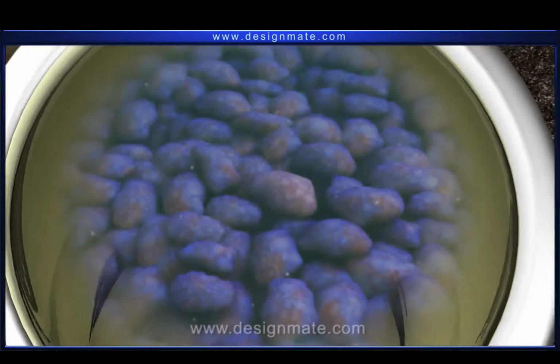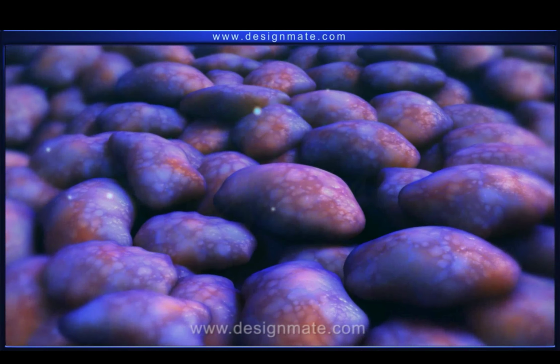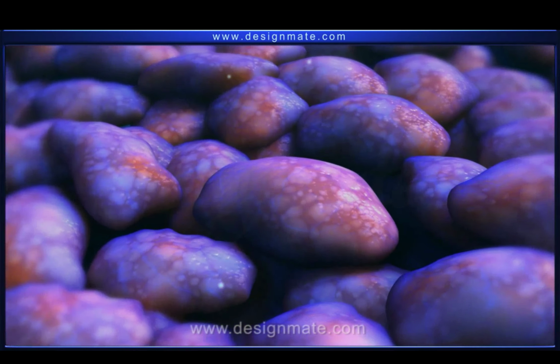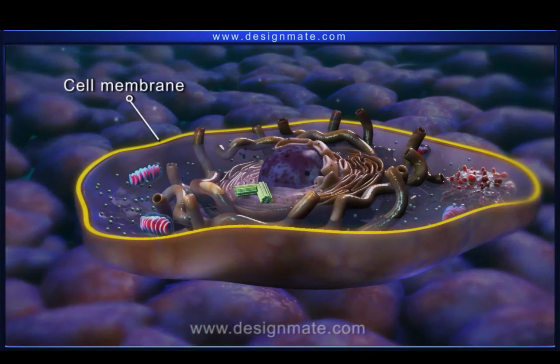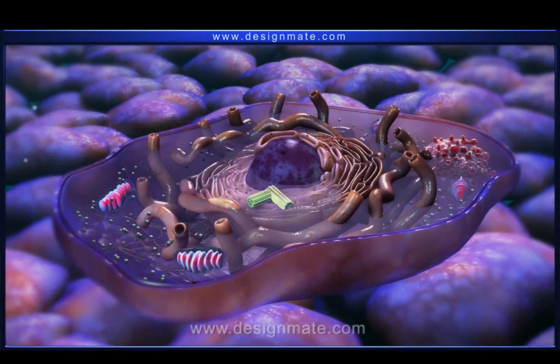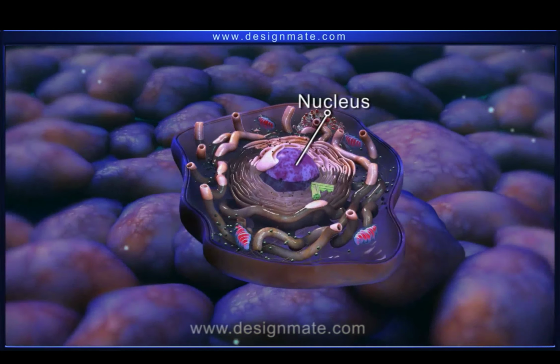We observe the bluish-purple cells, which appear irregular in shape. An internal view of a single cell shows the presence of an outer cell membrane, the light-colored cytoplasm, and a prominent nucleus.